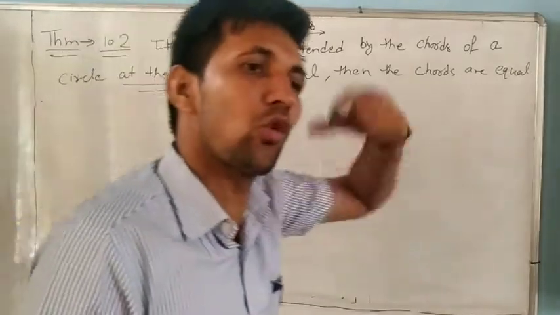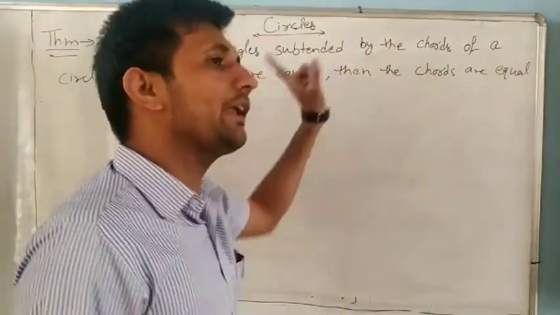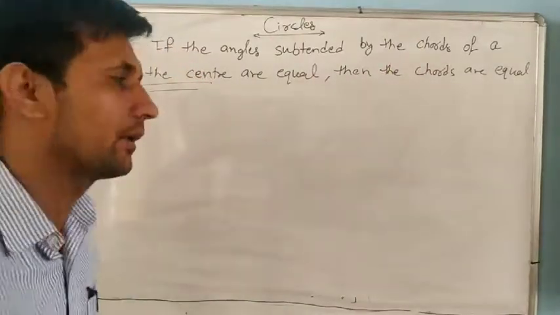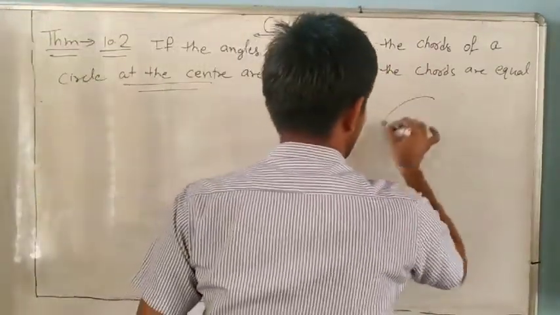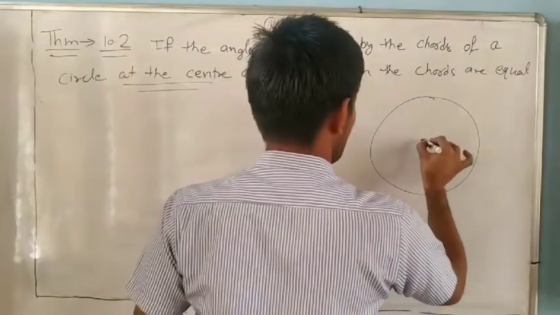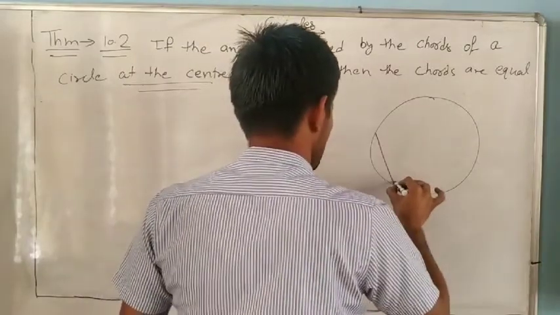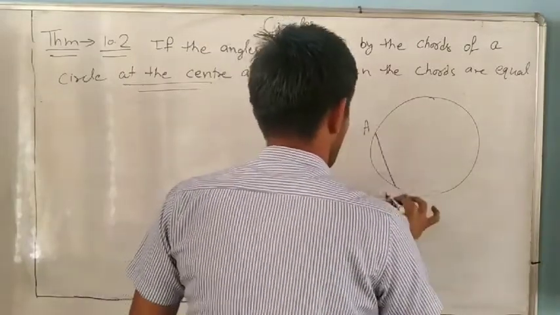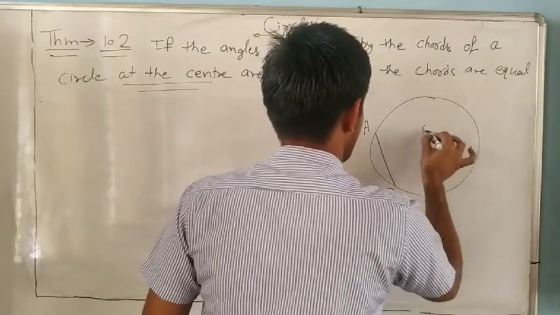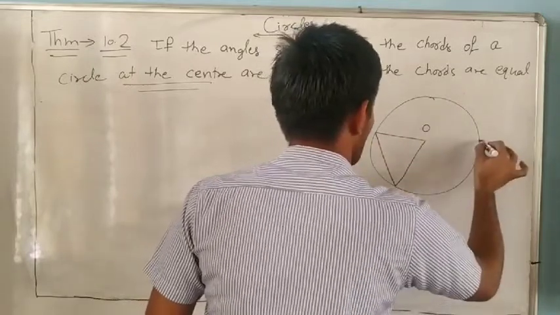In the first part chords are given equal, we have to prove that angles are equal. Now angles are equal, we have to prove that chords are equal. So now a circle is given. It is given that the angle is subtended by any two chords. You can take chord AB with center O, and the angle made by this one, and one more chord CD.